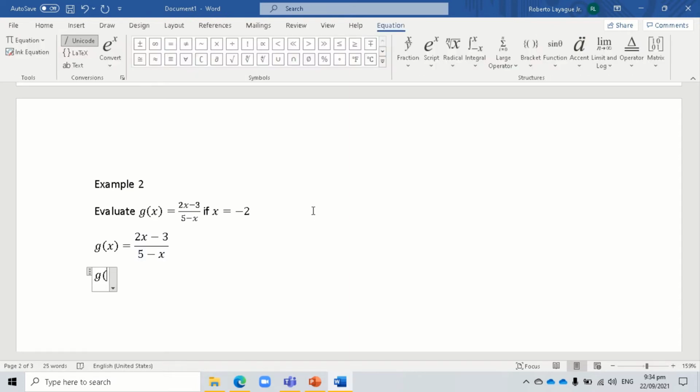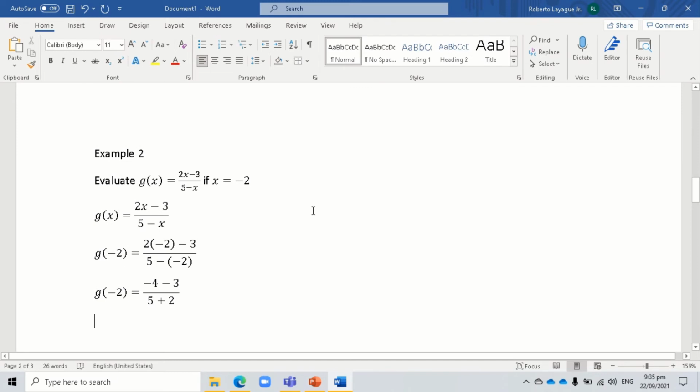So g of negative 2 is equal to, we need to substitute that. So 2 times negative 2 minus 3, then 5 minus negative 2. Oops, it's negative 2, right? Okay, processing that. So g of negative 2 is equal to, one at a time, on the numerator, that's negative 4 minus 3. Then 5 plus 2. Able to see the process?